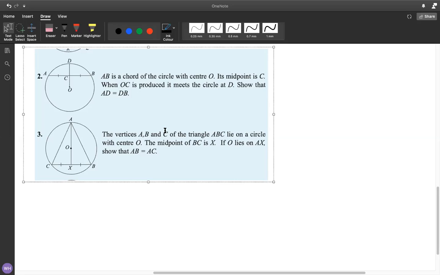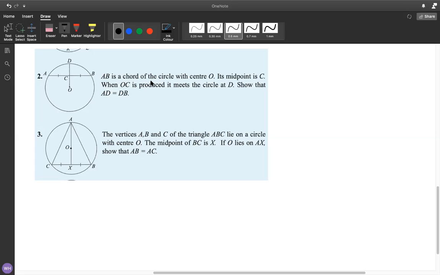So right, let's discuss this one. First, second, what it says: AB is a chord of the circle with center O. Its midpoint is C. When OC is produced, it meets the circle at D. Show that AD equals AB. Since it is a show-that case, it's not a must to go with all this data.